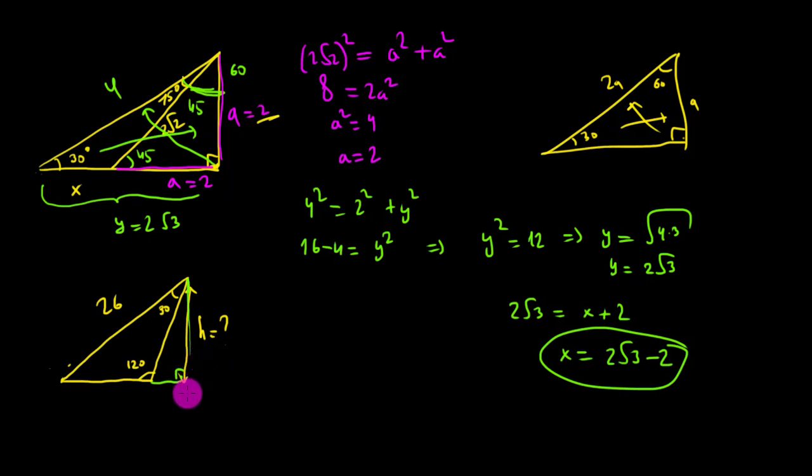Yeah. So in this triangle, this is 30, 120. This should be also 30. Yeah. If this is 120, this should be 60, and this should be 30. Okay. So if you use this theorem, opposite to 90, this one, 26, it's like 2a. Yeah? Opposite to 30, this one is a. So a would be 13.